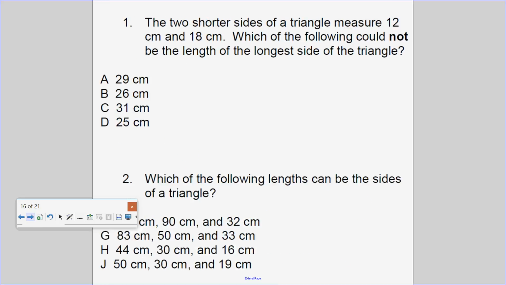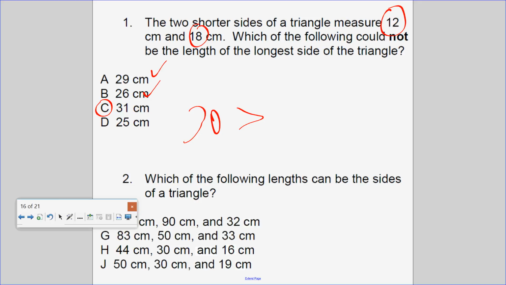The two shorter sides of a triangle measure 12 centimeters and 18 centimeters. The sum of that would be 30 centimeters. It has to be greater than the third side. So which of the following could not be the length of the long side? So 30 has to be greater than 29. 26, 31. C is not possible. And it is greater than 25.